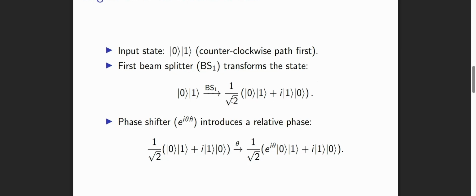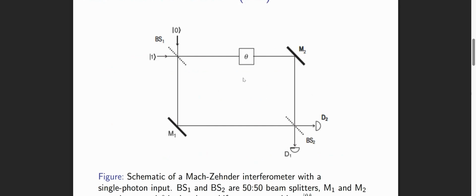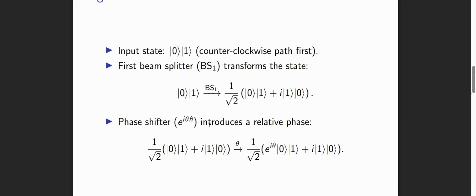And that's what is written over here. And this 1 by square root 2 is just a normalization factor. Now we have a phase shifter, like this phase shifter is there, so that must be added. The next step is to add this additional phase shifter, right?